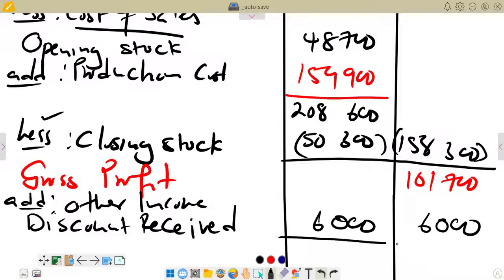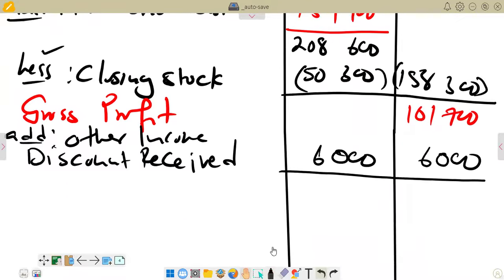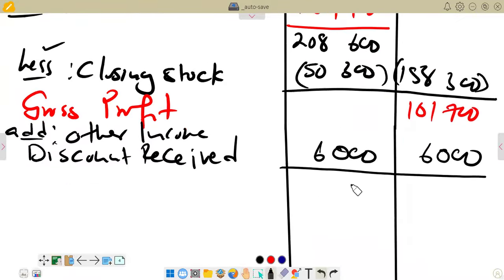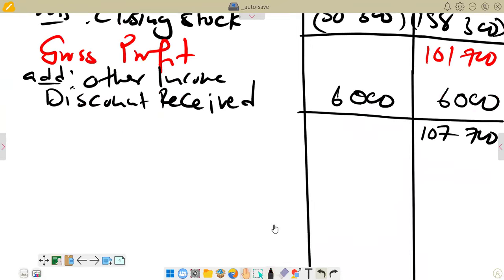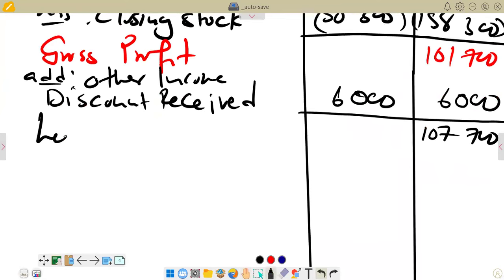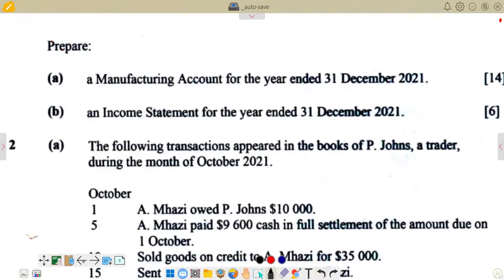Put a straight line, whereby we are adding 6,000 plus 101,700 to get the total. You add there, you're going to get 107,700. And then now we go to the less expenses section. So you can list all the expenses that we have in the question. You can go to the trial balance and check what we have in terms of expenses.